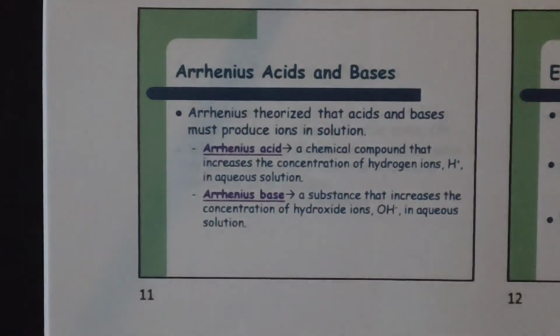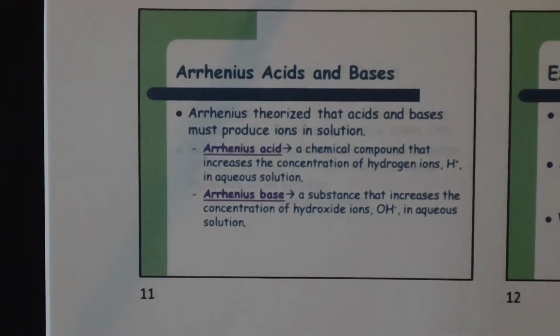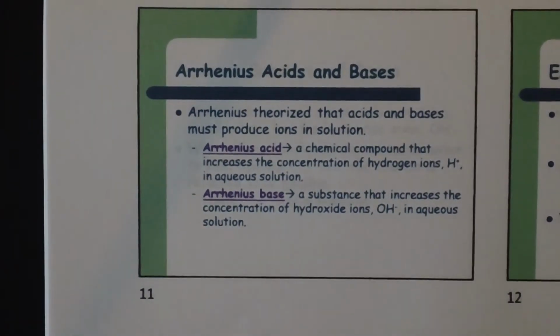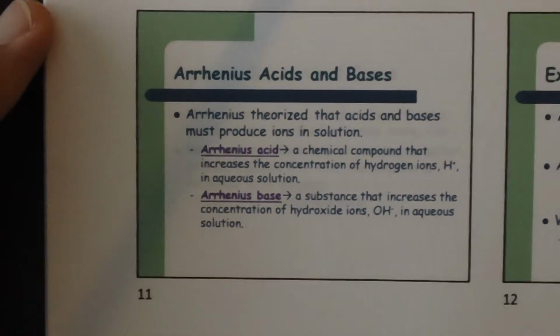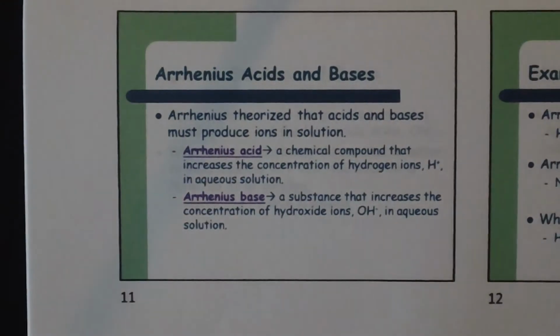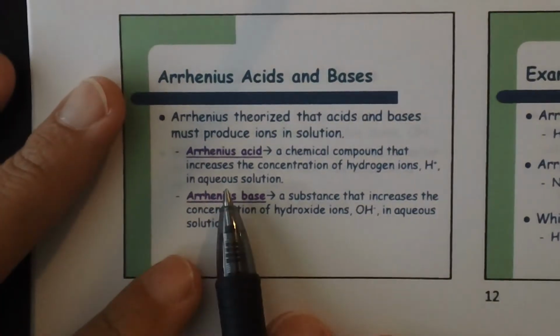So this is the first definition of an acid and base. This guy's name is Svante Arrhenius. So if I have a fourth kid, that name is definitely in the running. So Arrhenius is the first guy to really come up with an acid-base definition, and this is his acid-base definition.